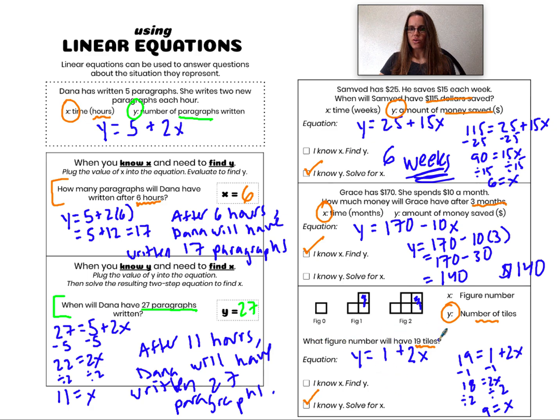So my question, what figure number will have 19 tiles? Figure 9 is my answer here. If I needed to write a full sentence, I would write figure 9 has 19 tiles.